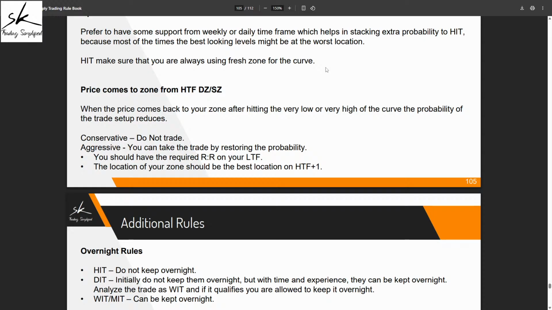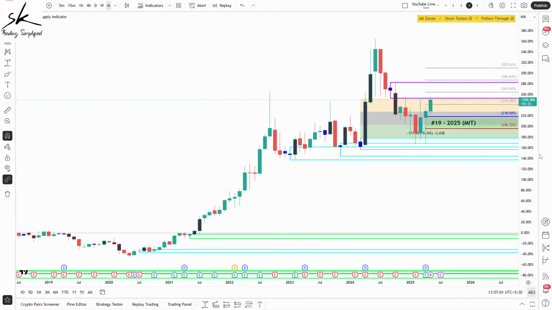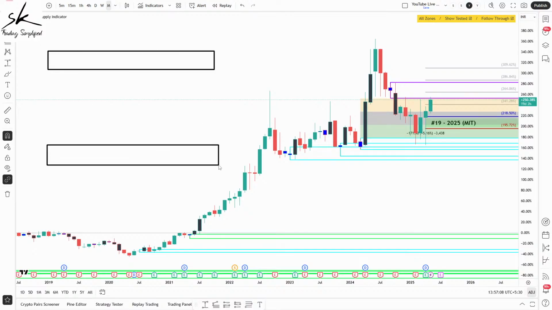Now, what we are trying to do here is, let me try to help you understand. When we are planning trades, it's something like this. We have our very high of the curve, we have our very low of the curve, right? And then let's assume that on the lower time frame, this was a lower time frame demand area. This is my LTF demand zone. This is my HTF, higher time frame supply zone, which is used for curve analysis. This is my higher time frame demand zone, which is also used for curve analysis.